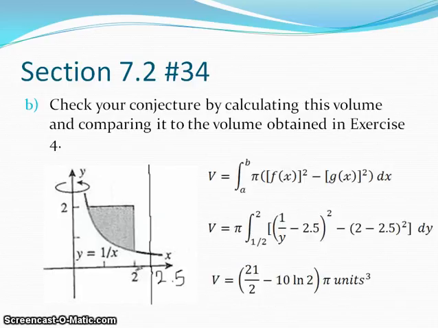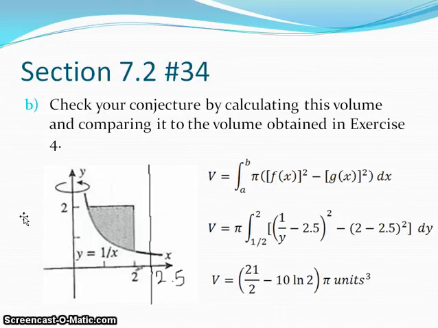This graph is revolving about the line x equals 2.5. So you use the same equation, which is the integral from a to b of pi times f of x squared minus g of x squared with respect to x. And then you do the same thing by replacing x with y. So the bounds are the same, but your function will be different.